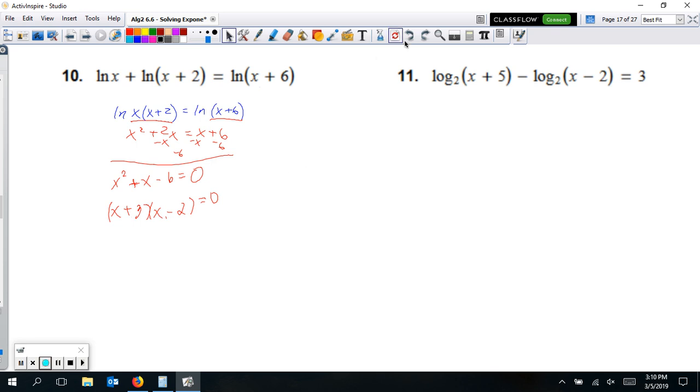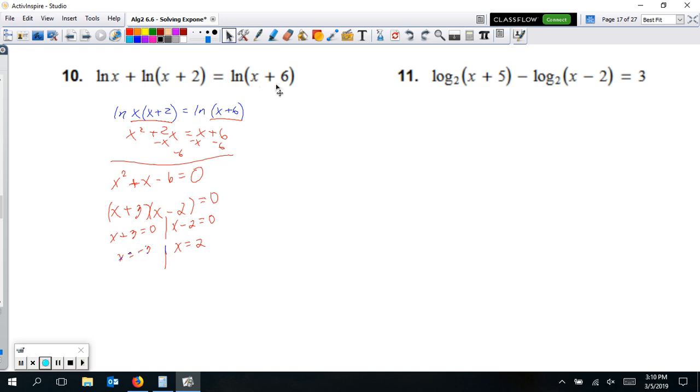Now each one individually will get set equal to 0, so x plus 3 is equal to 0, and then we can just solve that by saying subtract 3. So x equals negative 3. And the other side, the x minus 2 will equal 0. And then just add 2, so x equals 2. And so here's where we get two answers.